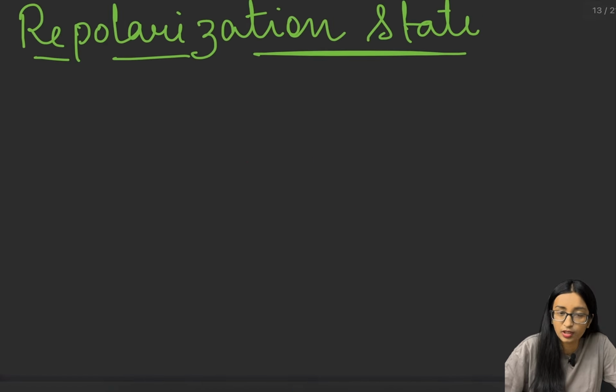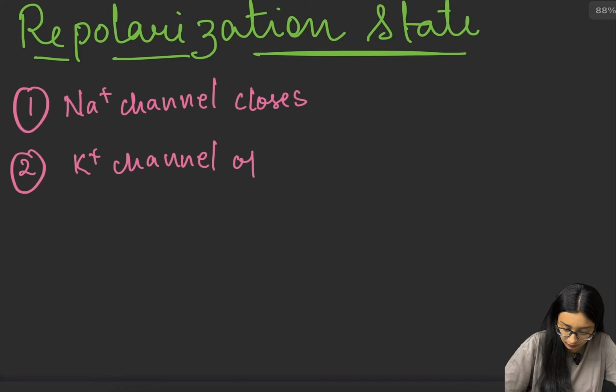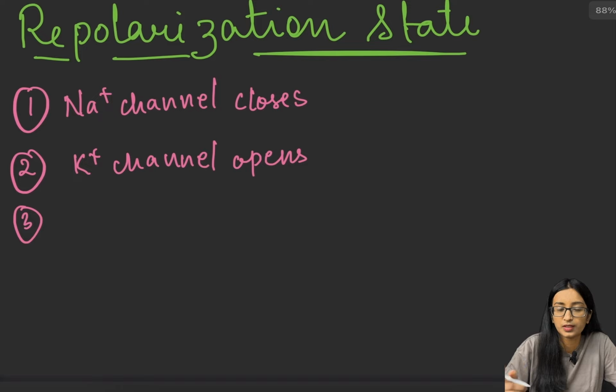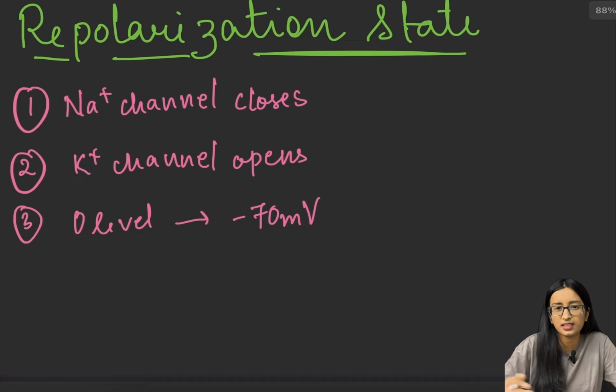The next is the repolarization stage. In this stage, first there will be closing or inactivation of the sodium gates, and then there will be opening of the potassium gates. That is, the sodium now cannot enter, and the potassium will go out. Now again, from the zero level, it will go back to minus 70 millivolts. So these are the basic steps of the action potential.